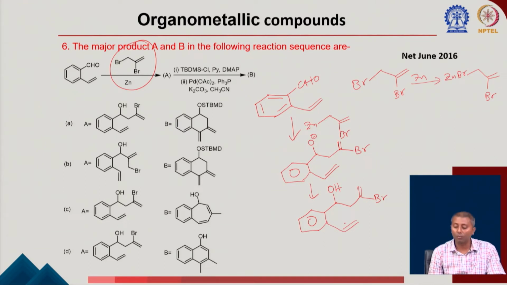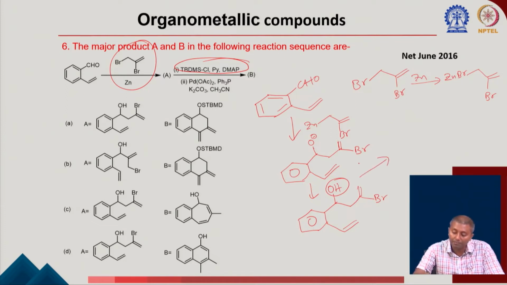So what is next? Once you get to this, now they are asking to use TBDMS chloride and pyridine. So what they are doing is a protection of this corresponding alcohol. If you remember, we talked about the silicon protection. Again, TBDMS chloride, in the presence of a base, it is the tert-butyldimethylsilane, correct? So that can introduce the tert-butyldimethylsilyl group.